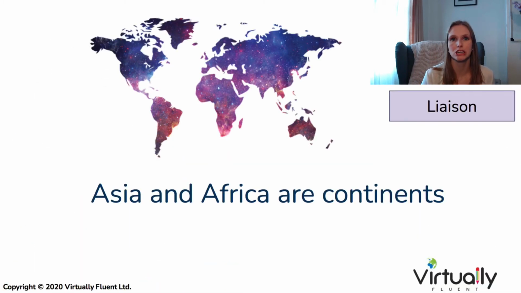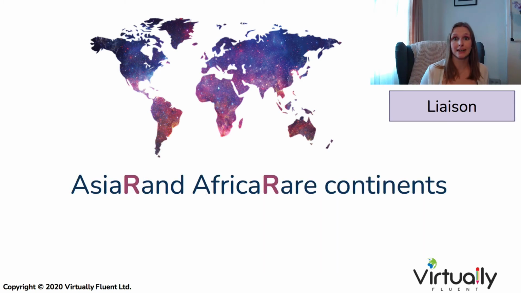The next one we're going to look at is liaison, and this is where we insert some extra sounds. So I'm going to say Asia and Africa are continents. You can hear it's nice and flowing, lots of connected speech. To avoid sounding a bit like a robot, what I've actually done is inserted an extra R. Asia and Africa are continents.